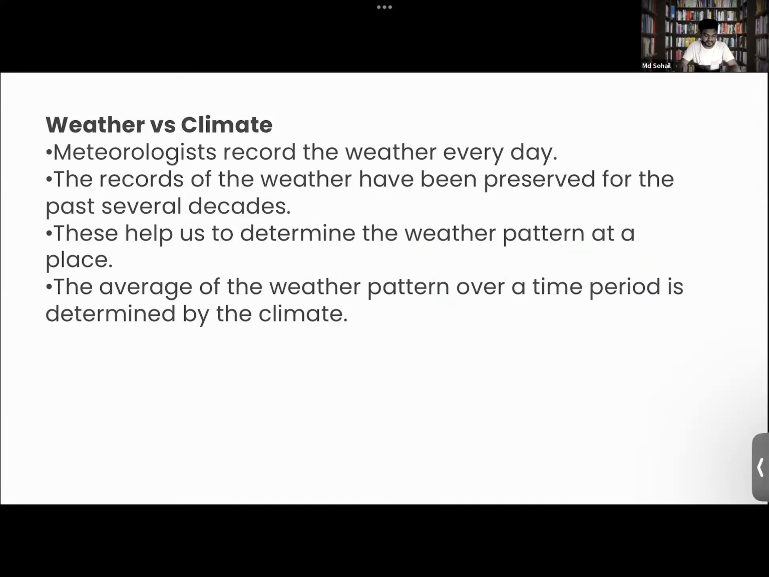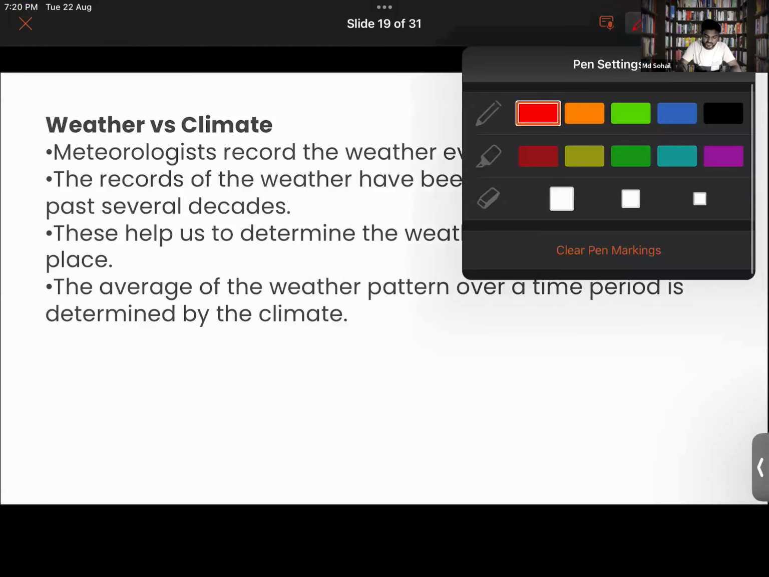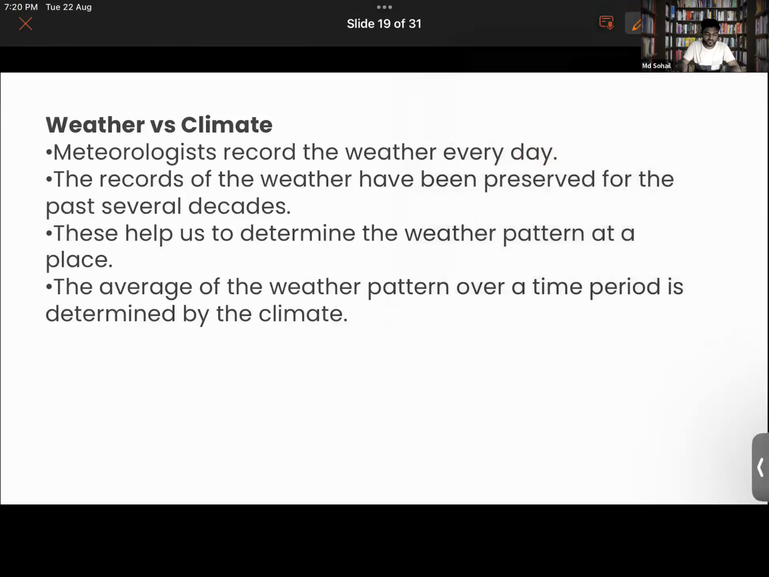Yes. Now let's conclude the two points and get to know the difference between the two: what of weather, what of climate. Okay, who will summarize this? Weather is the day-to-day condition of the atmosphere at a particular place, and the factors of weather are humidity, rainfall, temperature, wind speed, etc.